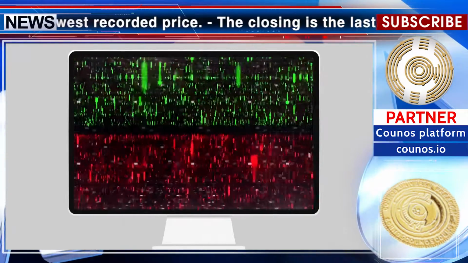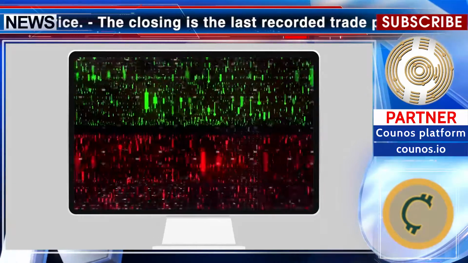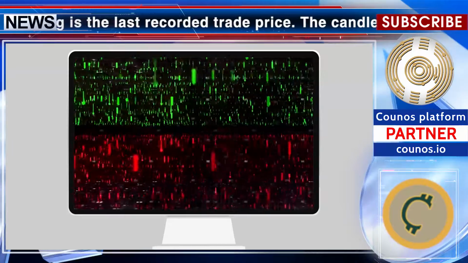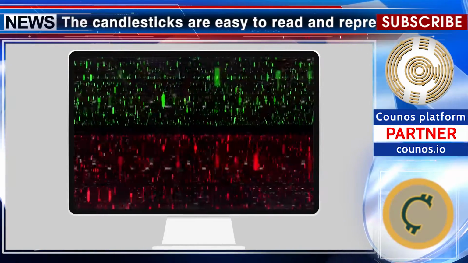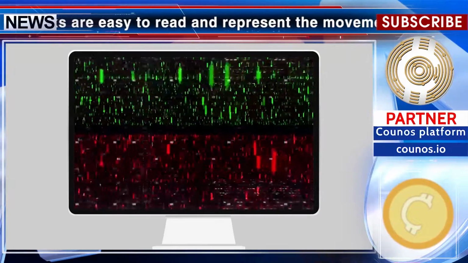A candlestick chart is a fundamental trading tool, but it has its drawbacks. For example, candles cannot provide all the information for a comprehensive analysis. They lack intermediate information between opening and closing.